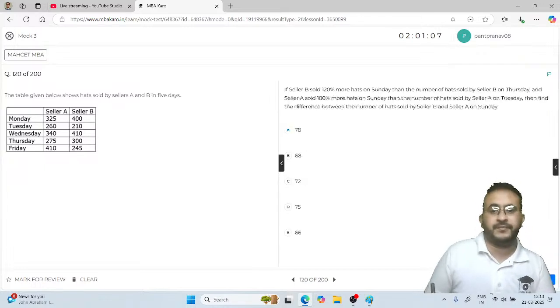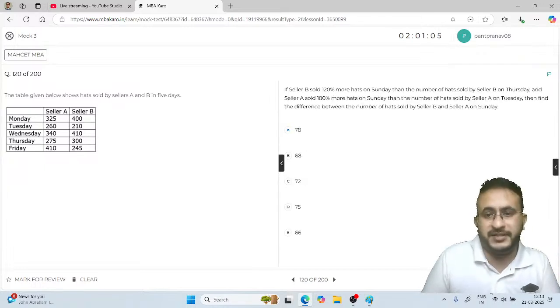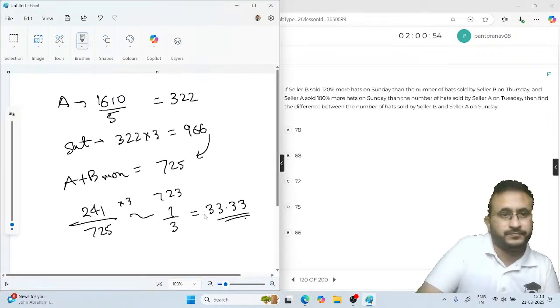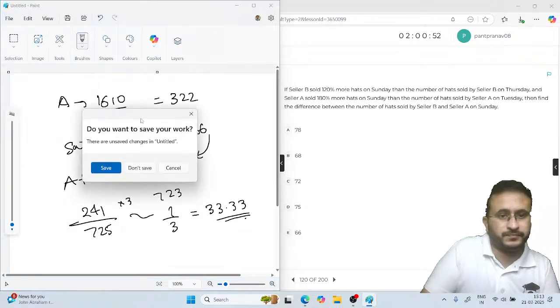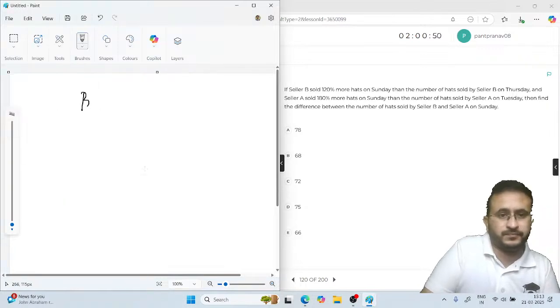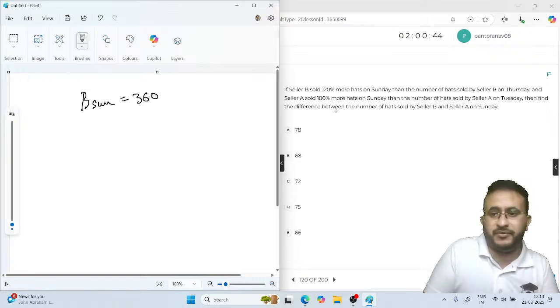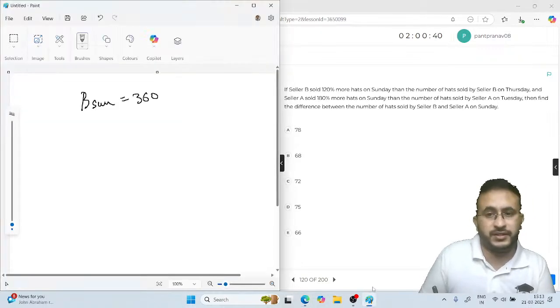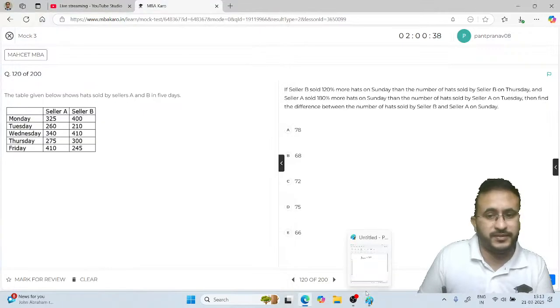Okay. Seller B sold 120% more hats on Sunday than the number of hats sold by seller B on Thursday. And so Thursday it sold 300, so Sunday 360. And seller has sold 180% more hats on Sunday than the number of hats sold on Tuesday. So Tuesday is 260.